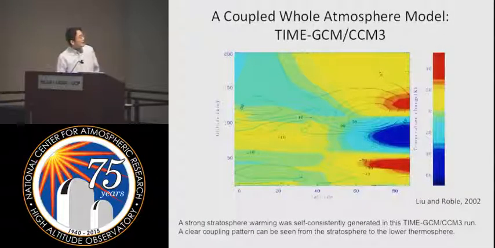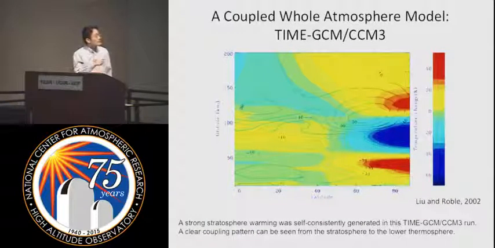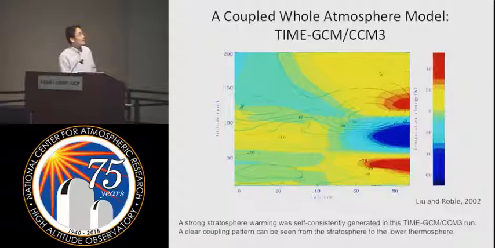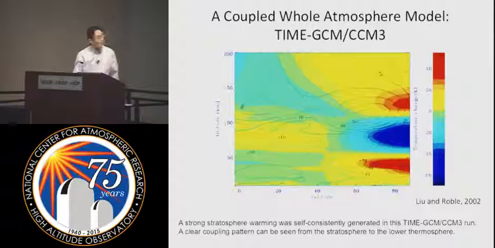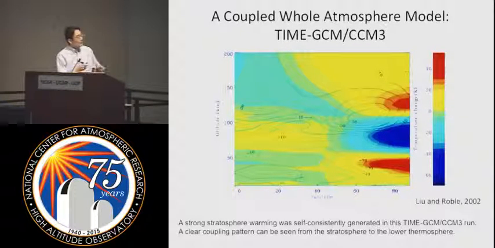So, and then a whole atmosphere model at that time is the interacting time GCM, CCM3. And using the model, we can do a lot of fun things. One thing we did was we can observe the self-generation of stratosphere, very strong stratosphere warming case.